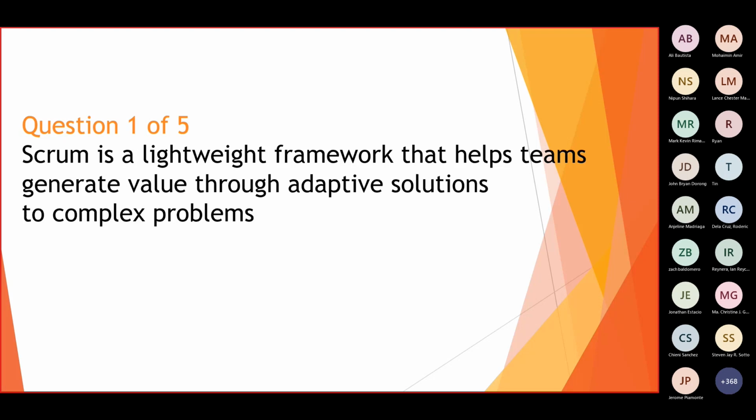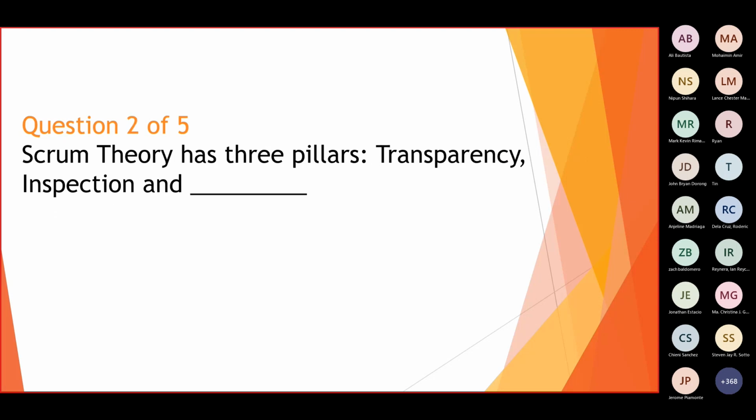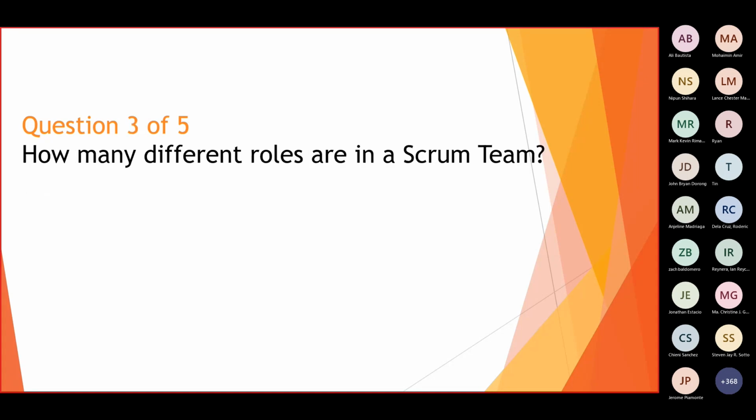Okay, you may type your answers in the chat box. I can see a lot of you. Thank you for that. So the answer is true. All right. So question number 2: Scrum theory has 3 pillars, which are transparency, inspection, and blank. So what's the other pillar of Scrum theory that we have? Okay, so we have adaptation. Many of you got the correct answer.